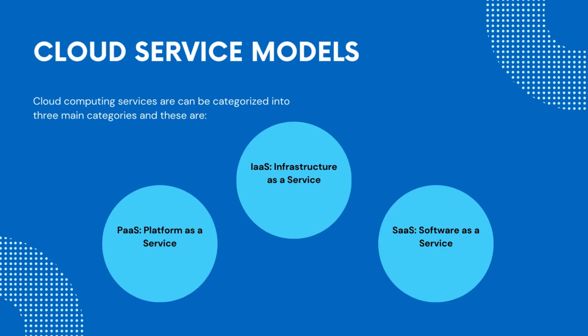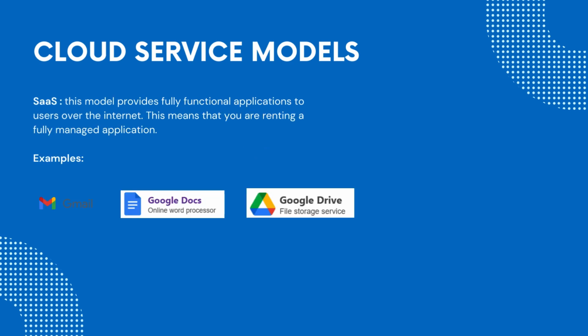Next, let's look at the cloud service models. Cloud computing services can be categorized into three main categories. If you remember, initially I said there was some sort of difference between storage and the actual databases. Cool. There are three of them: the first one being infrastructure as a service, then software as a service, and platform as a service. Let's cover this in detail in the following slides.